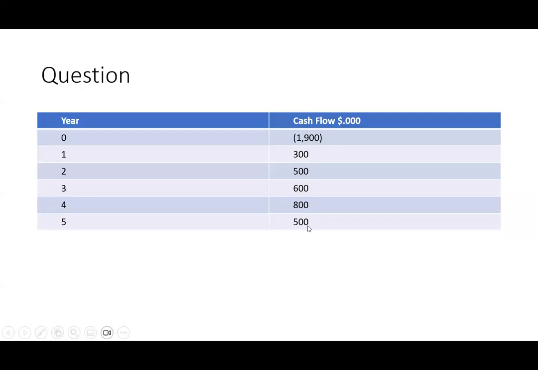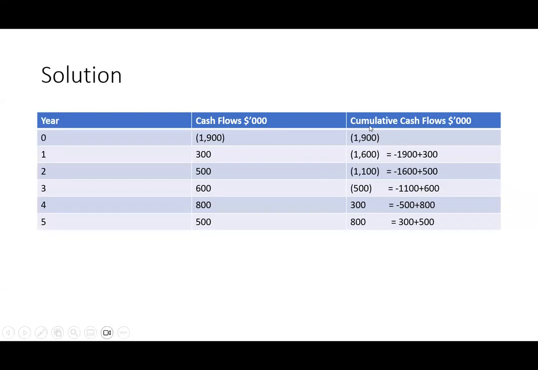So what I'm going to do is make a separate column, which I term cumulative cash flows. Let me explain with this chart. This 1.9 million is my investment. The next year I got 300. So fine, I got my 300, and still I'm remaining with 1600.